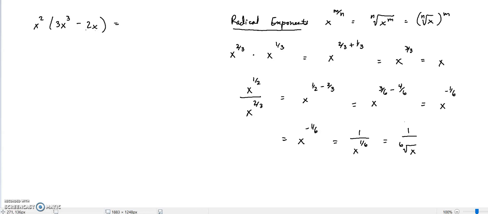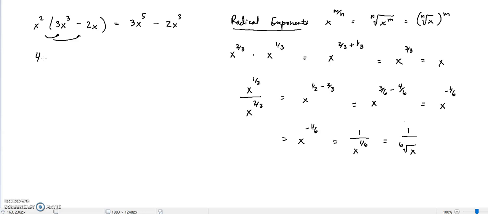We're just remembering that when we distribute, let's remember what we do. So we do x squared times 3x cubed, and we would add the exponents, right? So we'd have 3x to the fifth because we're doing x squared times x cubed, and we add the exponents, just like the first line over here. And then we distribute, and we would do minus 2x times x squared. We get minus 2x cubed. Okay, so that's distributing, which you've been doing, and I assume that you're all comfortable with that. So now let's try it with radical exponents.